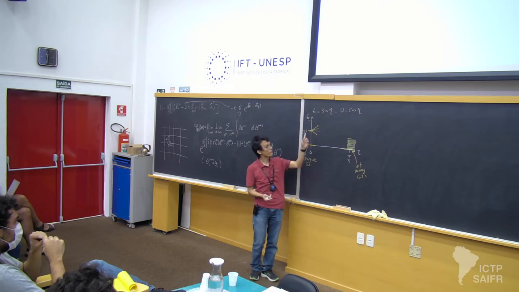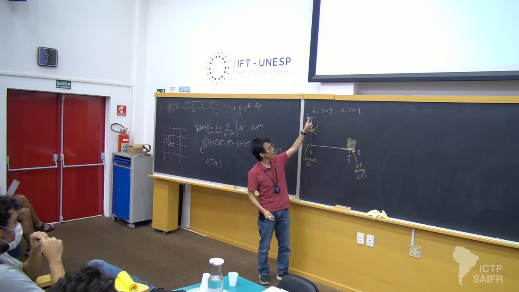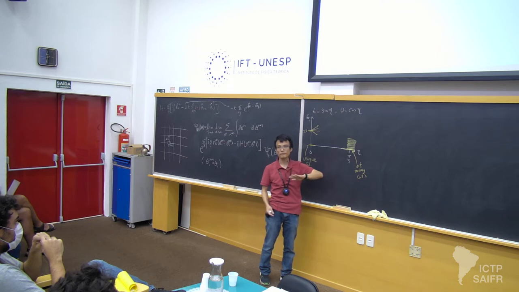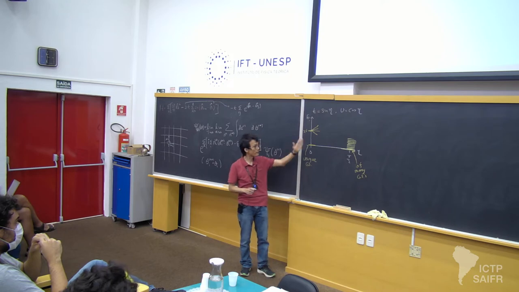Okay, and then when eta changes from 0 to pi over 2, the t over u ratio changes from infinity to 0. Or 0 to infinity, I guess, right? 0 to infinity. And yesterday, we first looked at this limit.